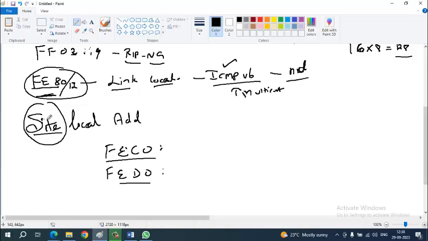This FEC0, FED0 also you can forget. This is no more. Earlier, there was a reservation like this called site local address. But this is not a routable address. You need routing. So they removed this from the IPv6 standards.